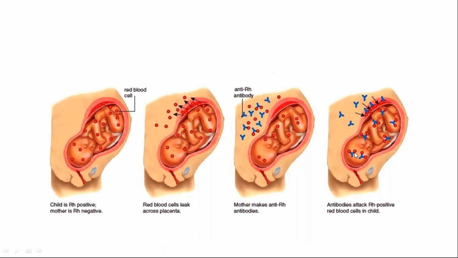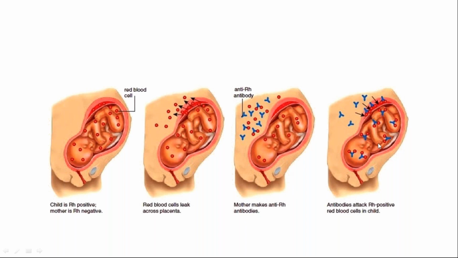So this is the diagram showing the RH incompatibility. When the fetus is RH positive and the mother is RH negative, red blood cells leak across the placenta. This occurs only in the last trimester and during delivery. Due to these RBCs, as they are RH positive, anti-RH antibodies will be produced in the maternal body.